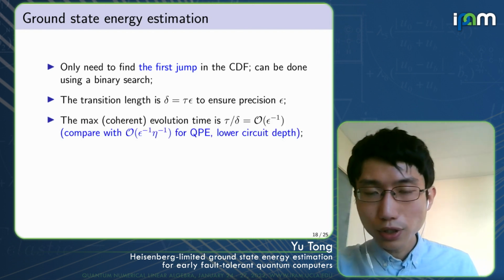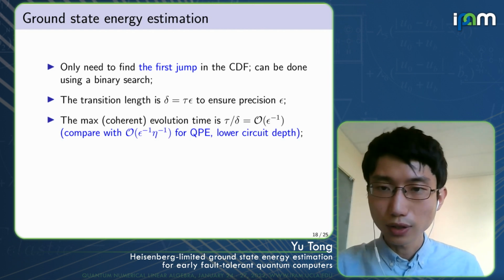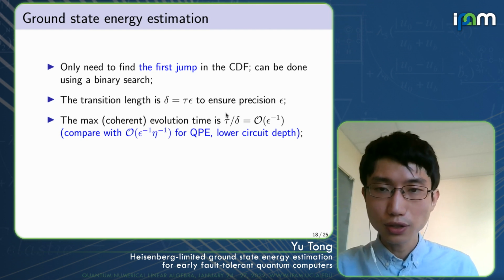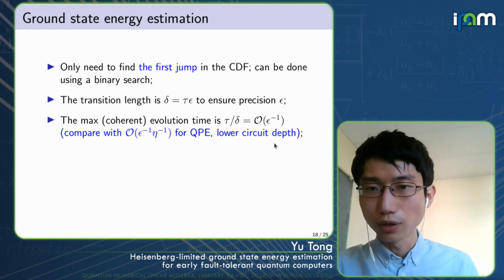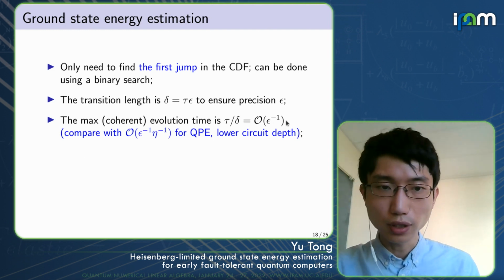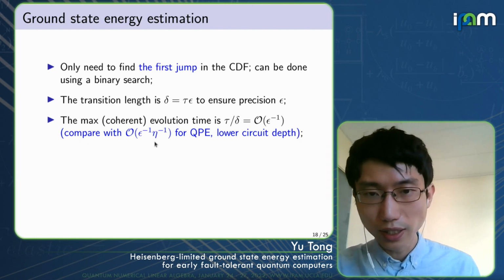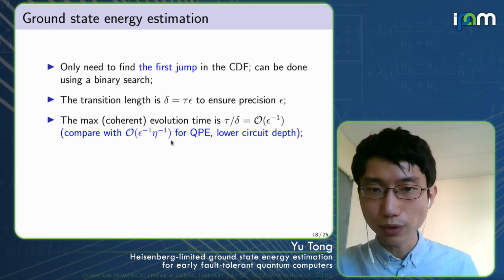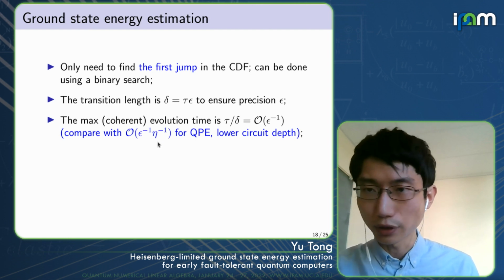The max evolution time scales like tau over delta, which is like an epsilon inverse. So this corresponds to the circuit depth requirement. So basically, our circuit depth is epsilon inverse up to a polylog factor. This should be compared with the epsilon inverse times eta inverse circuit depth requirement for quantum phase estimation. So here we have a lower circuit depth requirement.